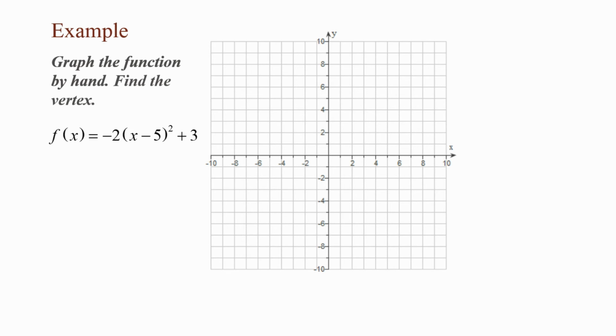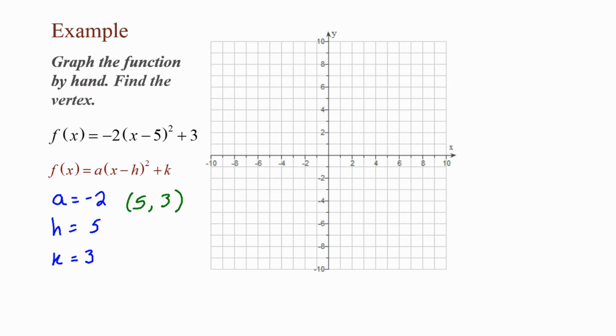In this example, graph the function by hand, find the vertex. F of x equals negative 2 times parenthesis x minus 5 close parenthesis squared plus 3. I need to compare that to my formula for the parabola. From that, I can tell that my a is negative 2, my h is 5, and my k is 3. So this tells us that our vertex is 5, 3.